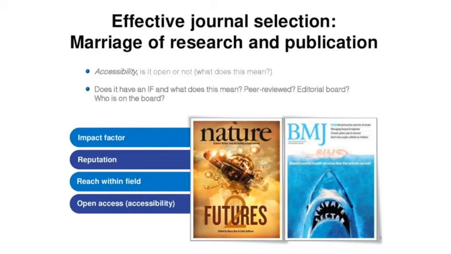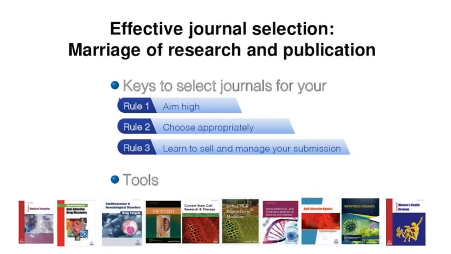And so successful researchers, they think about 4 key factors actually before selecting a journal. The impact factor, of course, the journal reputation, the reach that particular journal might have within a field, and what level of accessibility will their article have at the end of the day. Is the journal open access? Can they get their paper published open access or not? So 4 key things to think about when selecting a target journal: impact factor, reputation, reach within the field, and open access and accessibility. We will talk about these issues now.